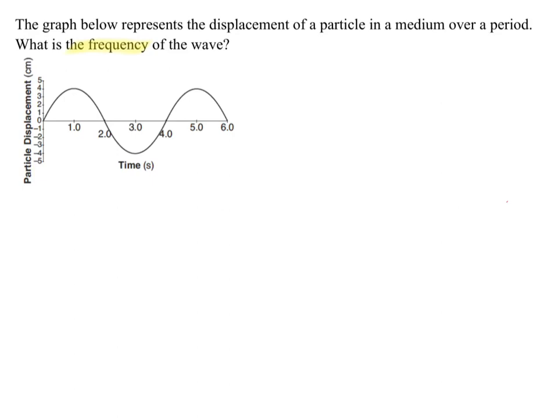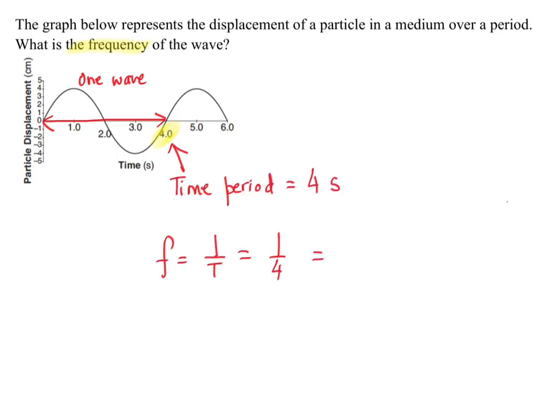Now on waves, there is another problem which comes with a graph. So here we have got a graph between displacement and time. The question is asking us what is the frequency of the wave. So one wave is one crest and one trough. So we can find what's the time period as labeled in the diagram. We can see that time period is 4 seconds. Frequency is 1 over time period, so 1 over 4, which is 0.25 hertz.